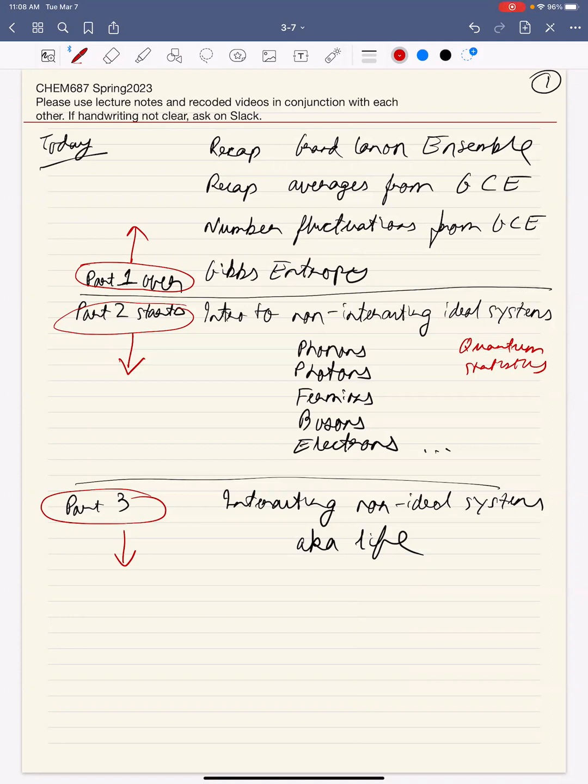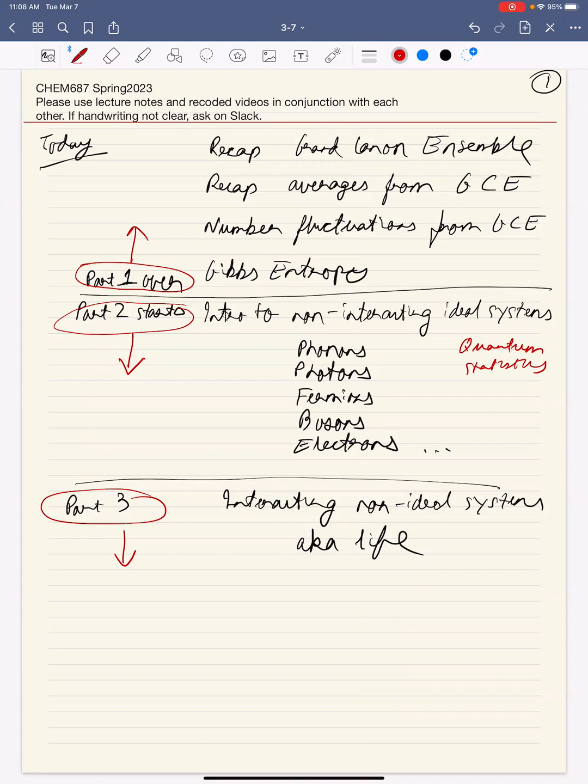So life is really interacting non-ideal systems. But if we develop the machinery for non-interacting ideal systems, then we can think about interaction as a perturbation on top of it and develop systematic ways of dealing with it. So this is the way going forward. And part 4 will be some more advanced topics. We will do a little bit of phase transitions like Ising models and some renormalization group, depending on how much time we have left.